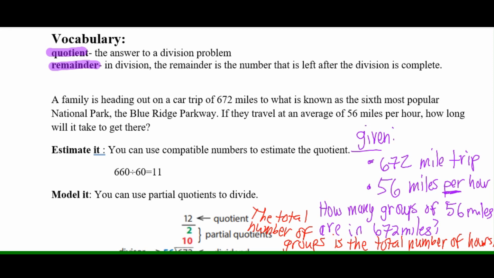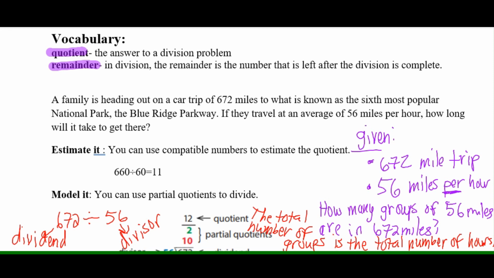So obviously we want to figure out 672 divided by 56, where 56 is our divisor, what we're making groups of, and 672 is our dividend, what's being divided evenly into groups.